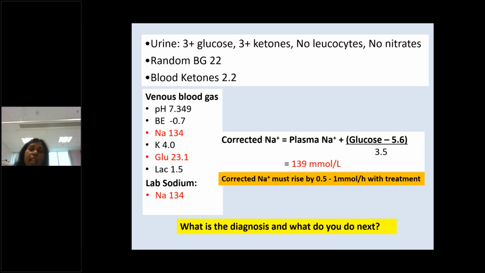On the other hand, if there is a rapid fall in sodium, then that indicates that we are giving them too much fluid, and that is why there is an expansion of the ECF volume, and thereby there's more of a dilutional hyponatremia, and that means that we need to slow down with our fluid resuscitation. So what is the diagnosis and what do we do next? And we all know now.